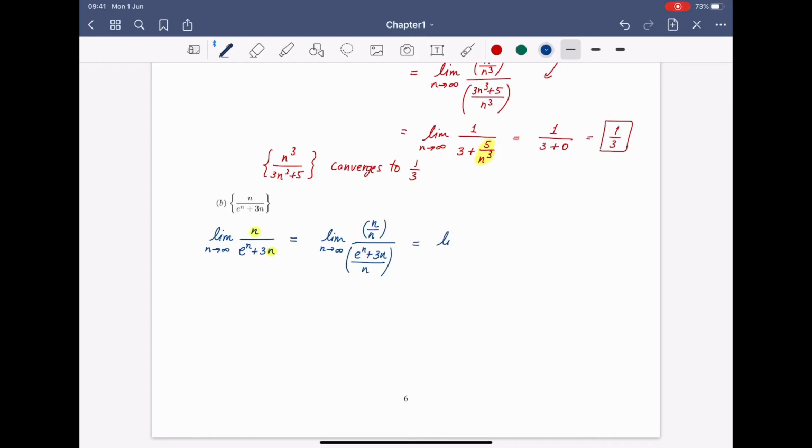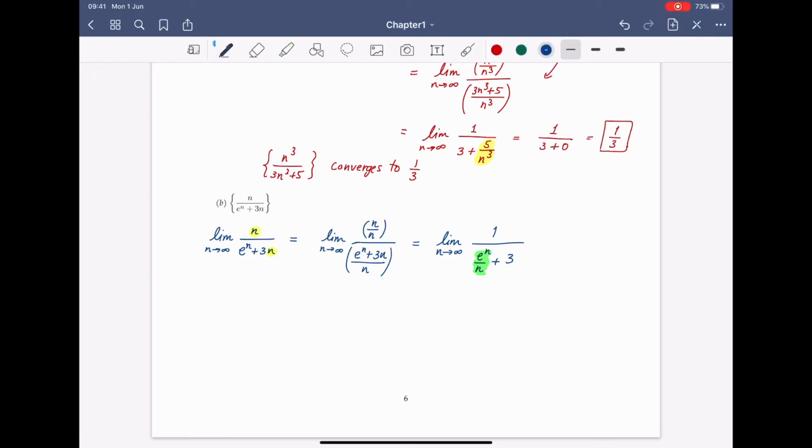Then I have the limit as n goes to infinity. The top cancels out to 1, and the bottom is just e to the n over n plus 3, because 3n over n cancels to 3. The term that we have a problem with is e to the n over n here, because we don't know its limit yet, but the other terms we already have limits for. These are 1 and 3.